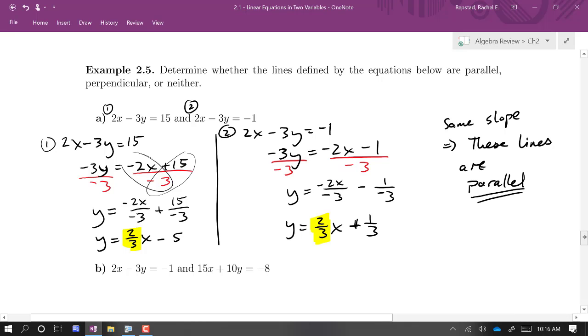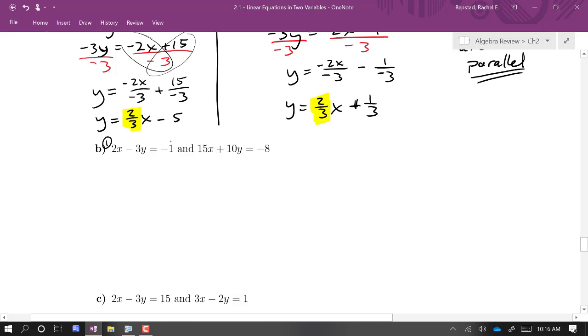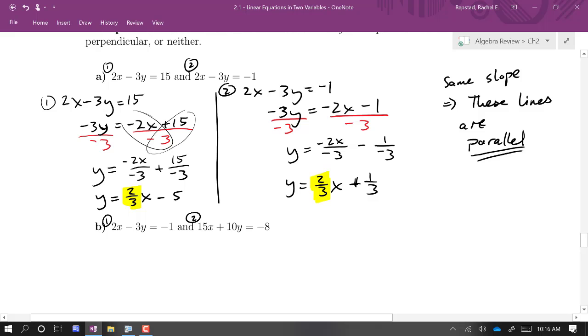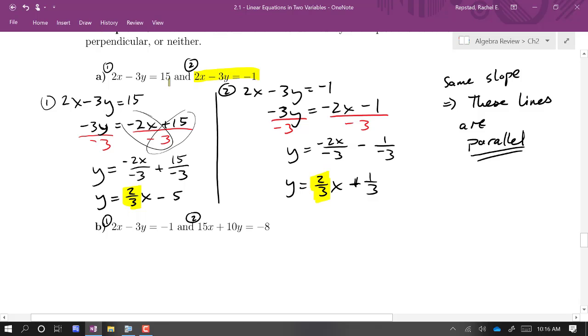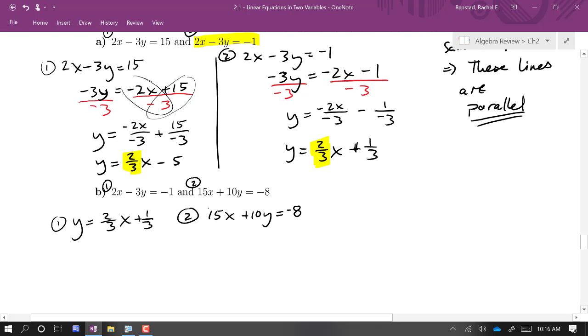Down here at the next pair, we've got equation 1 and equation 2. So 2x minus 3y equals negative 1. This is the same as equation 2 in the first example in part A. So for equation 1, this is y equals positive 2/3 x plus 1/3. And for equation 2, 15x plus 10y equals negative 8. Let's solve this for y. I'll subtract 15x from both sides, so we get 10y equals negative 15x minus 8. We'll divide both sides by 10.